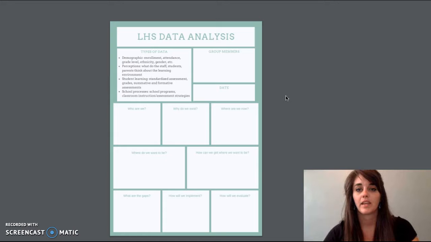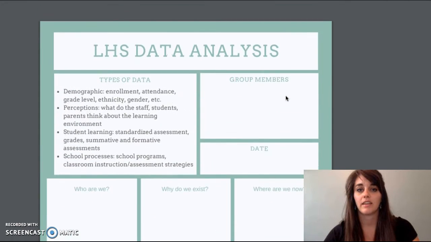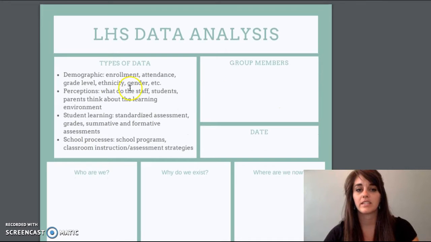LHS Data Analysis for Lewisburg High School. If we go ahead and zoom in on this, what you can see is up here, first, I have the types of data. I have the demographic, perceptions, student learning, and student processes, and then what all those types of data are.